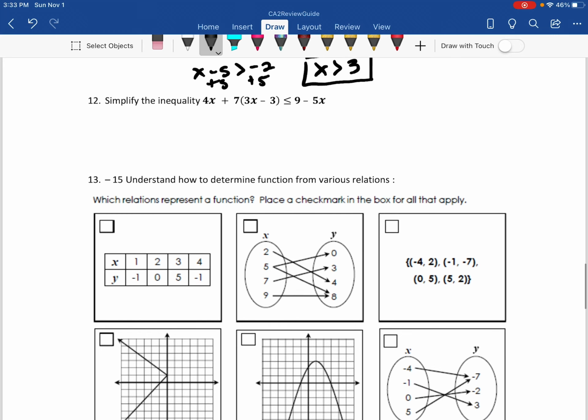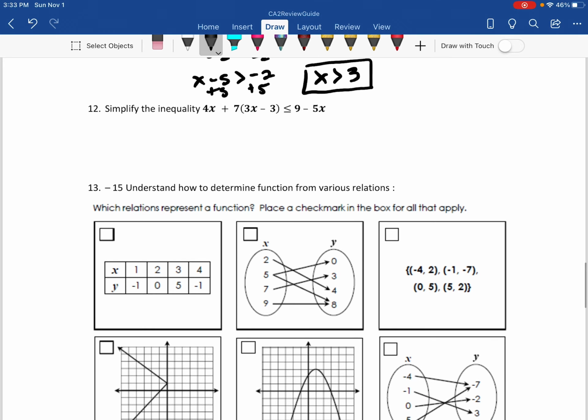Number 12, we just have a lot of combining like terms here. So I'm going to move that 7 over. I'm going to keep my 4x, so that 4x is there. Then 7 times 3 is going to give me positive 21x. 7 times negative 3 is going to give me negative 21, less than or equal to 9 minus 5x.